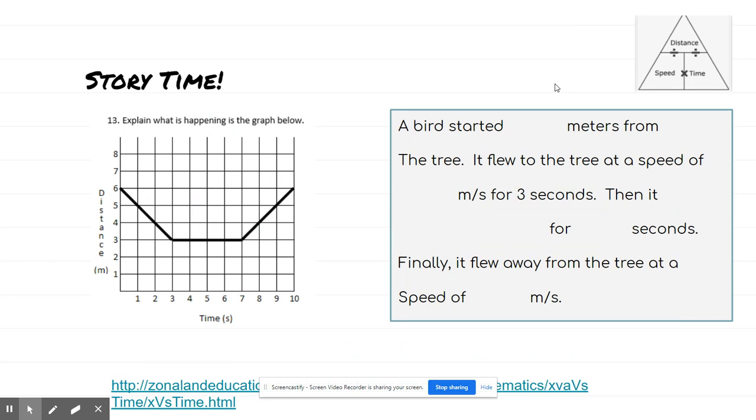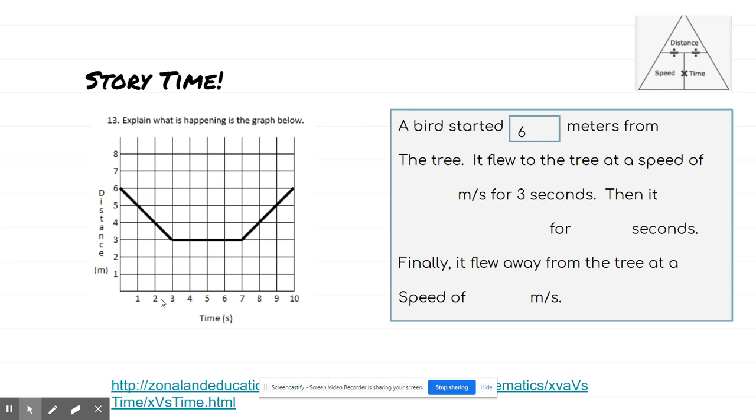Okay, very last one, we're going to tell a little story. What could possibly be happening with this graph? A bird started blank meters from the tree. So blank meters, I don't know, but it looks like he's about 6 meters away. Okay, he flew to a tree at a speed of blank meters per second for 3 seconds.